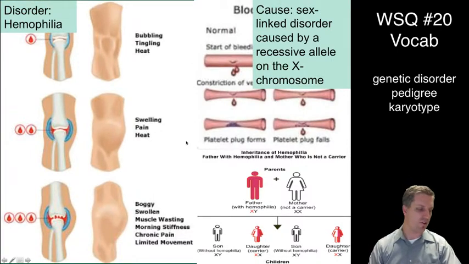Third disorder we're going to talk about is called hemophilia. I've talked about this before. Hemophilia is a sex-linked disorder. It's actually caused by a recessive allele on the X chromosome. So this would be an X-linked disease. Okay. Hemophilia is a blood disorder. So what happens is there's a protein that's necessary for clotting of blood. And in hemophiliacs, they don't have that protein.